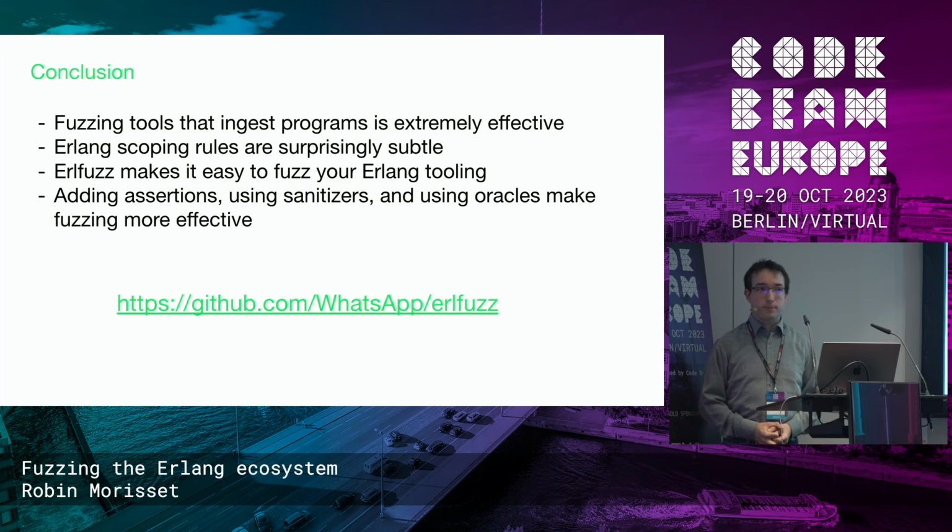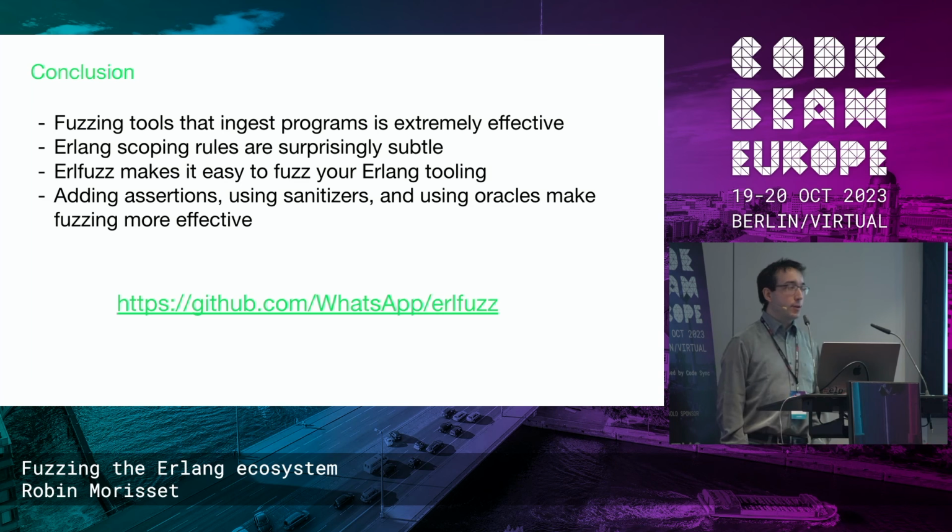Yeah, other questions? Hey, thanks. What OTP releases did you do the fuzzing work on? Like if we're using OTP, which ones are safer?